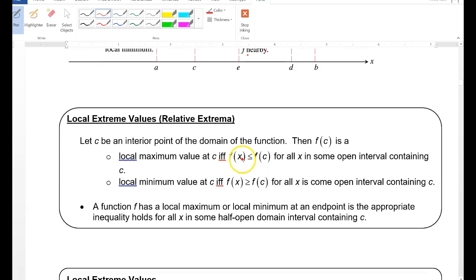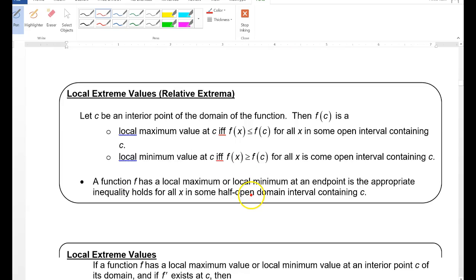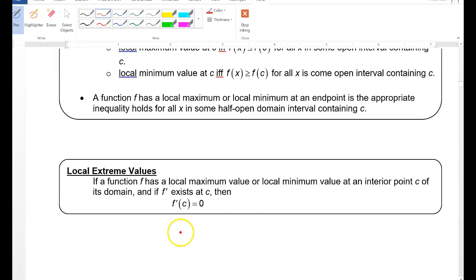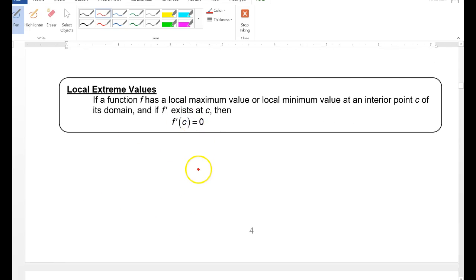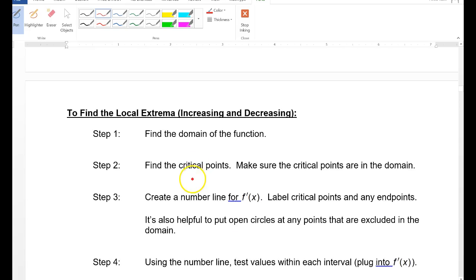Okay, so this is like what we talked about yesterday again. You have a local maximum if and only if all the values are smaller than our particular point on some open interval, and then local minimum if all our values are above, greater than or equal to one particular point. So a function has a local maximum or minimum value at an interior point if f prime exists, then we know it has to be equal to 0.